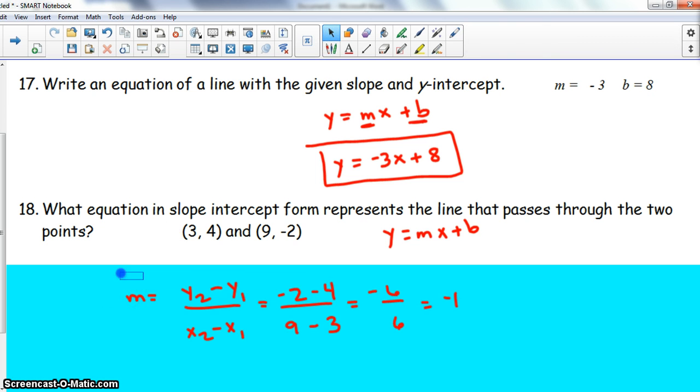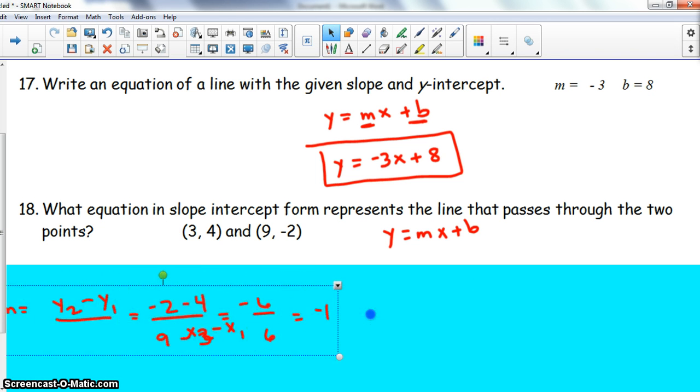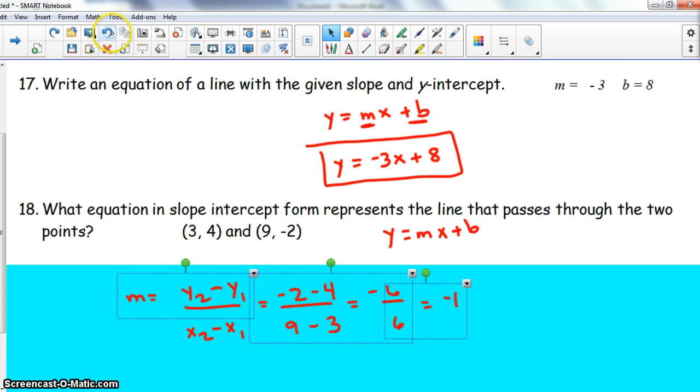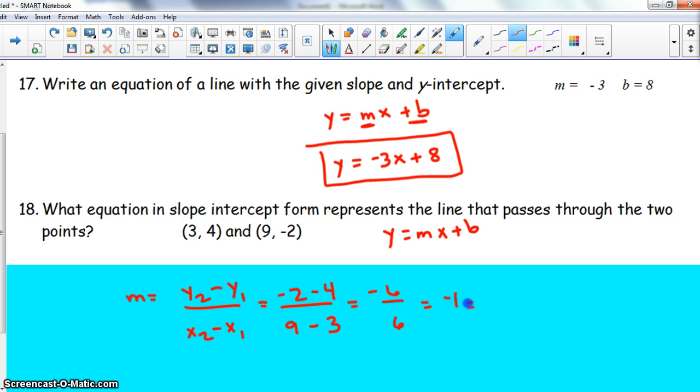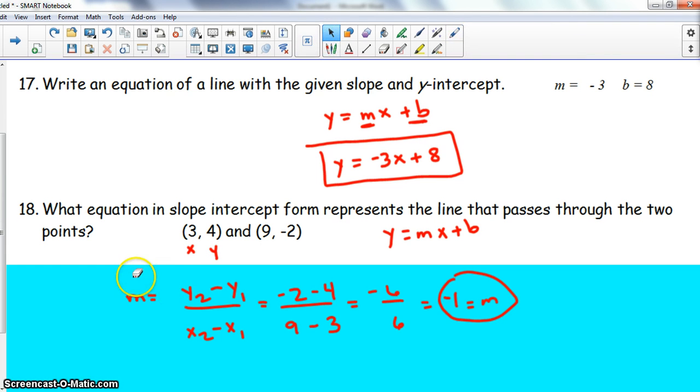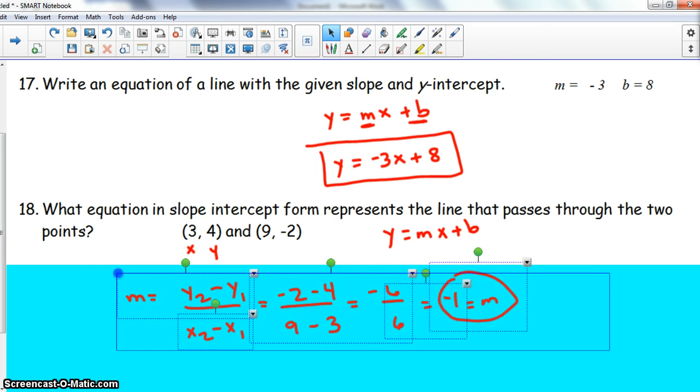So the first thing I do is I find my slope, which is m, and I use it. So that's what m is. Well, the next thing I need to do is pick either one of these to plug in for x and y. And I'm going to pick the one that does not have a negative. So I'm going to pick the first point.